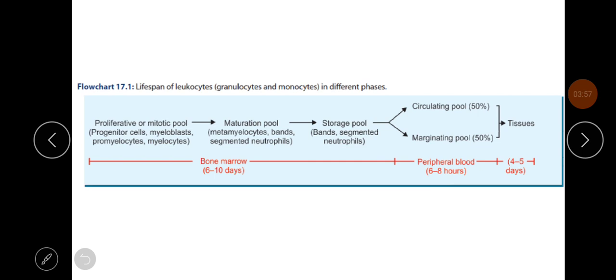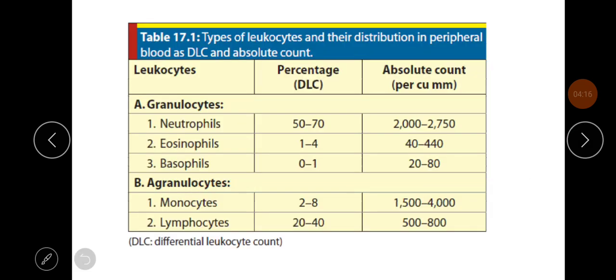So this is showing the lifespan of the leukocytes. In bone marrow, they are there for 6 to 10 days. In the peripheral blood, they remain for 6 to 8 hours, and in the tissue, they remain 4 to 5 days. So this is the differential leukocyte count of WBC. Neutrophil 50 to 70%, eosinophil 1 to 4%, basophil 0 to 1%, monocyte 2 to 8%, lymphocytes 20 to 40%.